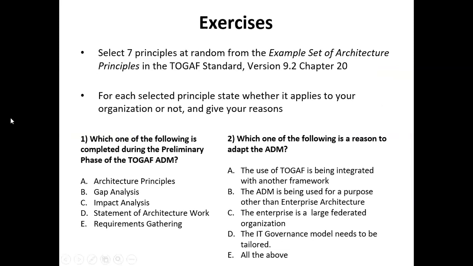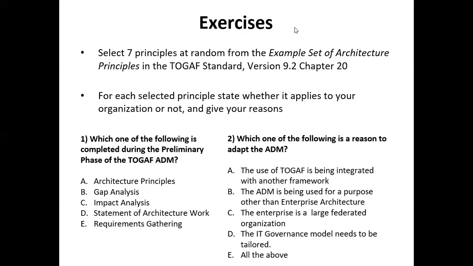Can you answer the first one, please? Select principles at random from the example set of architecture principles in TOGAF Standard version 9.2 chapter 20. For each selected principle, state whether it applies to your organization or not. Which of the following is completed during the preliminary phase of TOGAF ADM? Architectural principle. Right answer, very good job, because in the preliminary phase you do the architecture principles, correct? Very good job.